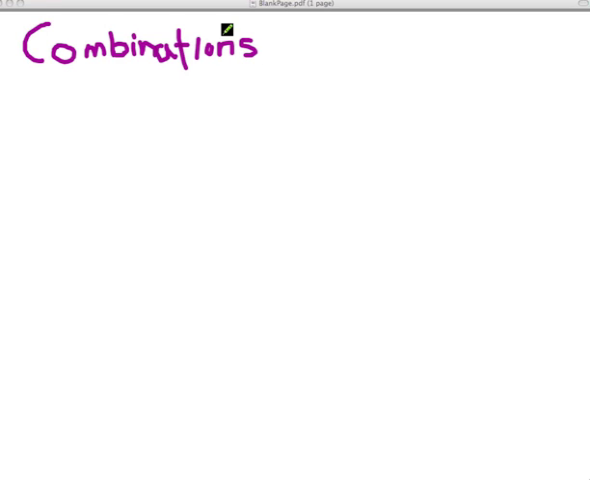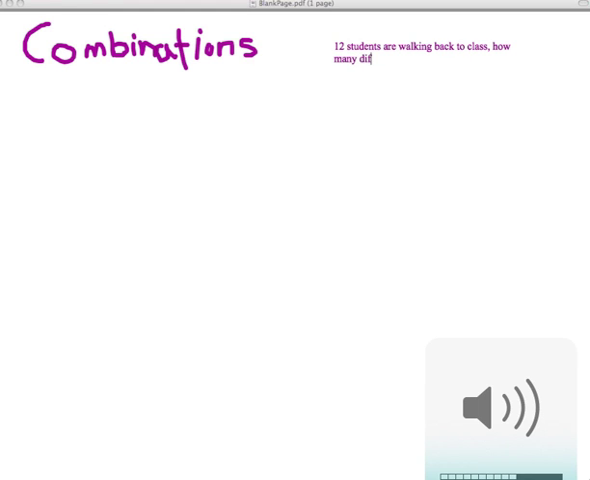Okay, combinations. So let's just think about this question for a second. This is just about the easiest type of combination that we can start with. Let's say 12 students are walking back to class. How many different orders can they walk in?